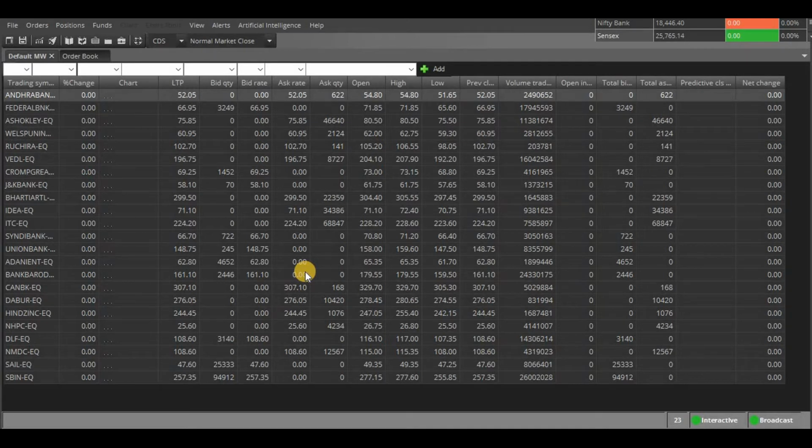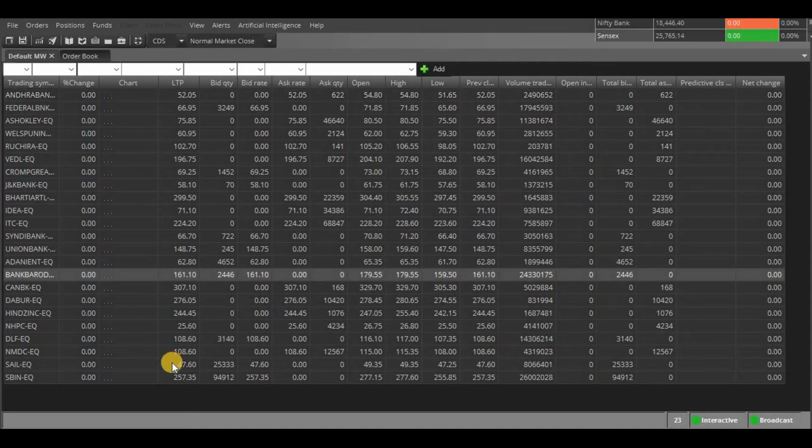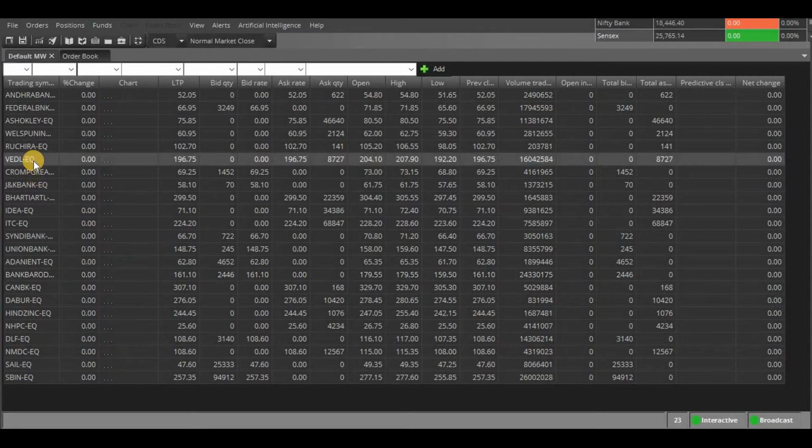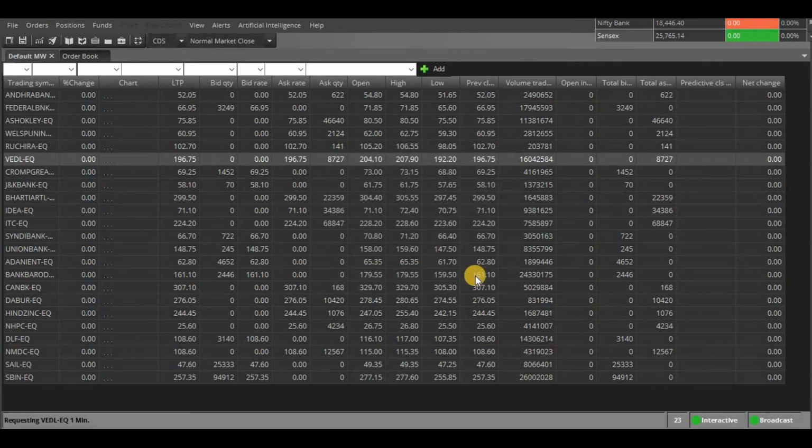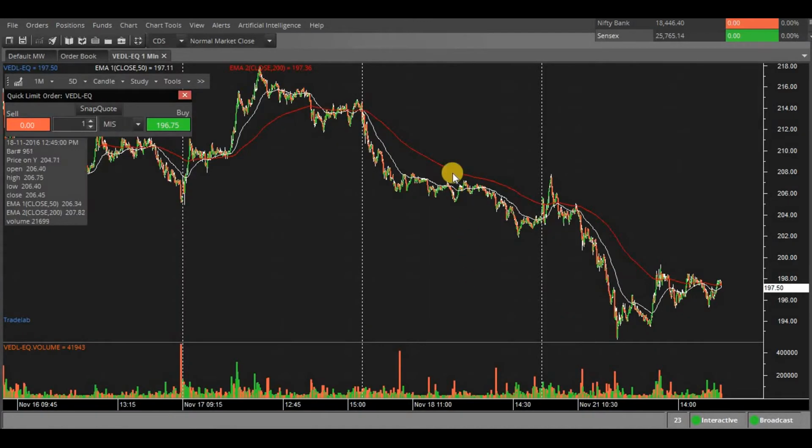Today I'm going to tell you about moving averages. Let's see how to use moving averages and profit in the stock market by using these averages. So let's open a chart. We take Vedanta equity shares. Okay, so we open this chart. It is requesting the chart and now it will open. Now you see the chart of Vedanta equity shares.